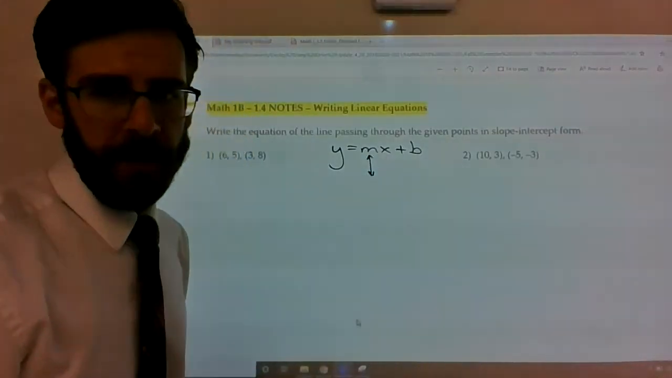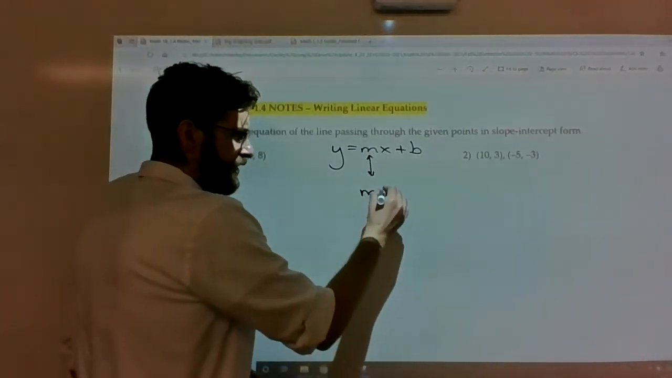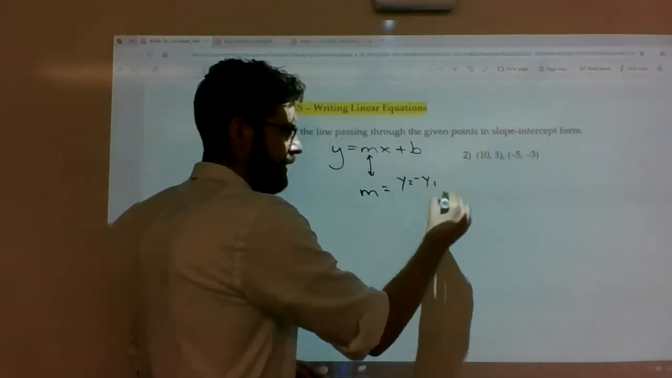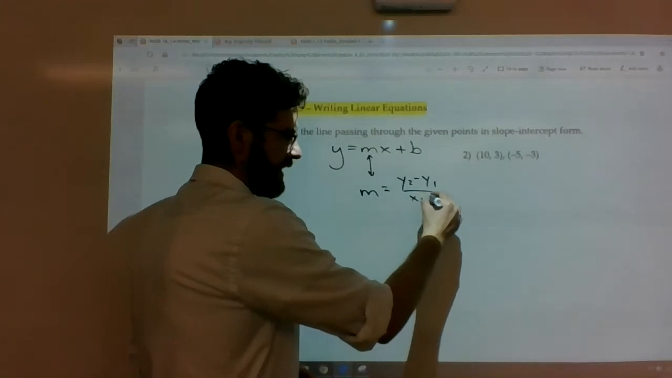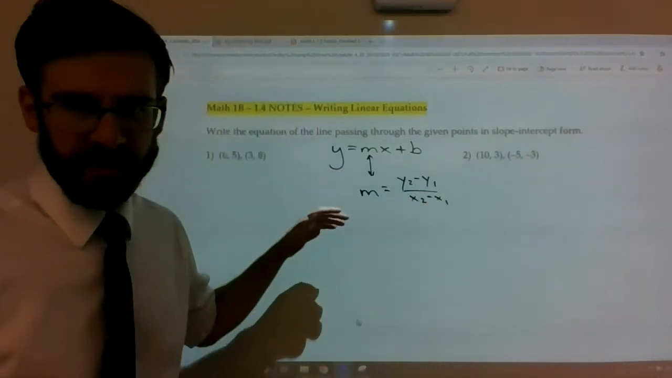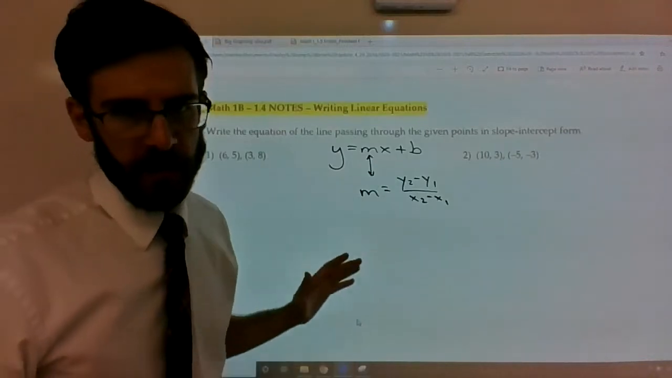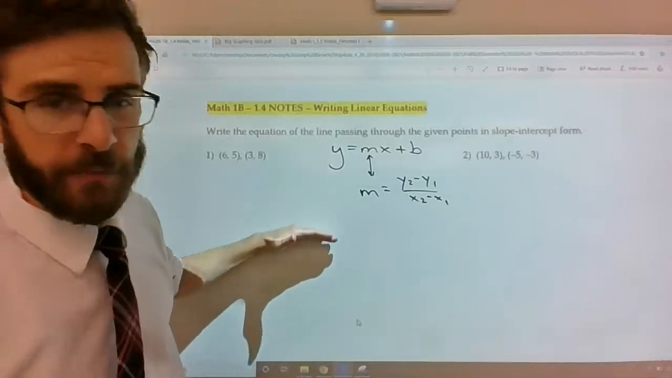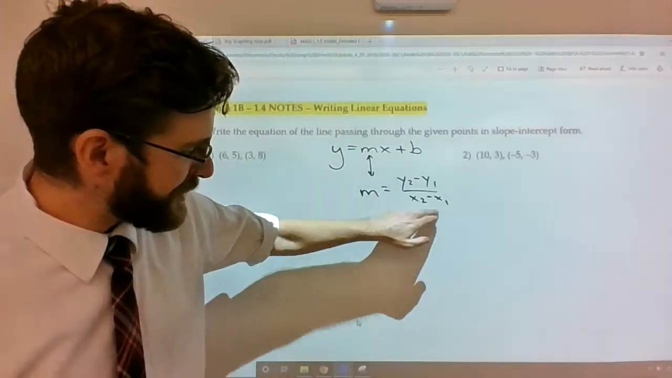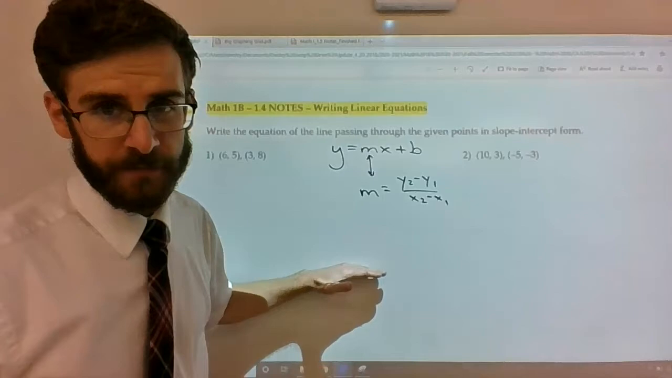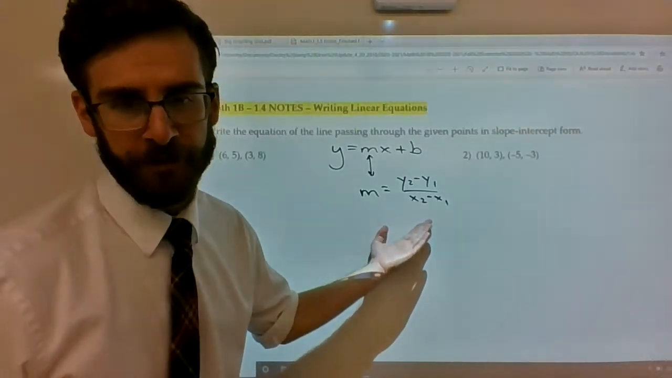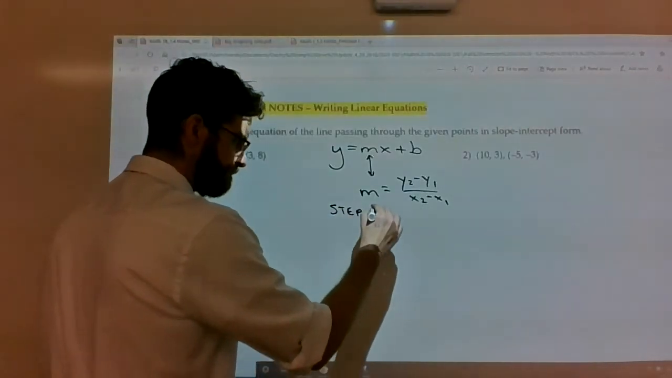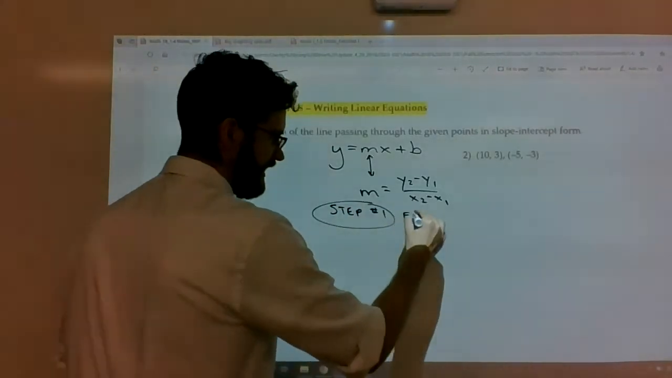The first step is all about the m. Okay, so I think you guys have seen a formula for m in the past. So I'm just going to give it to you right now. It's y2 minus y1 over x2 minus x1. This is basically giving us the rise over the run of a line. So when you subtract the y values, here's the y-axis, that represents the rise. When you subtract the x values, it represents the run. So this is basically the rise over run in a different format. So step 1, find m.